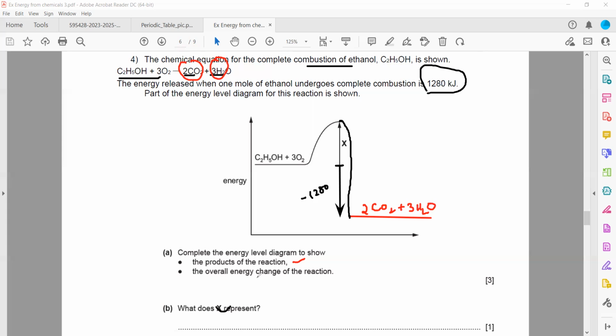What does X represent? What is the significance of X? What is this X? Activation energy. X is the activation energy, the minimum possible energy for the reaction to start. So we can say activation energy is the minimum possible energy to start up the reaction. Is it clear?